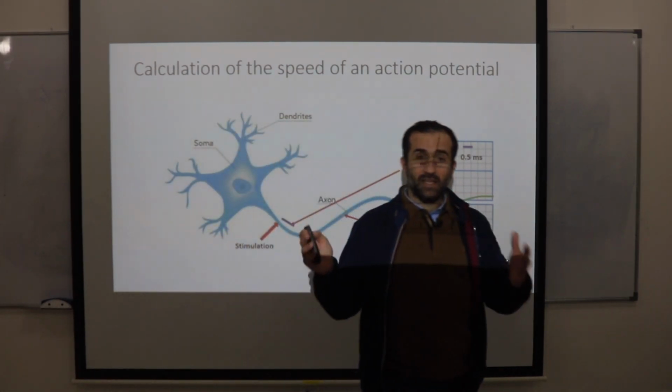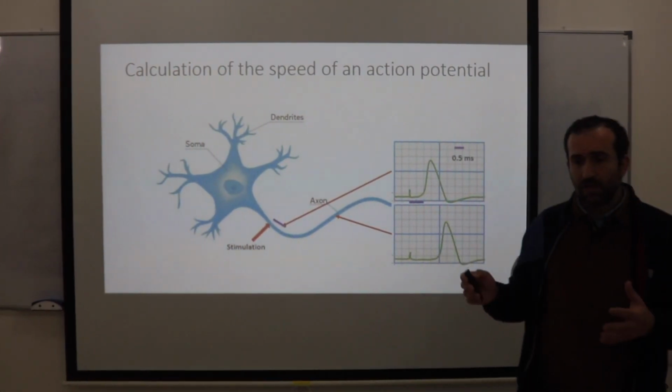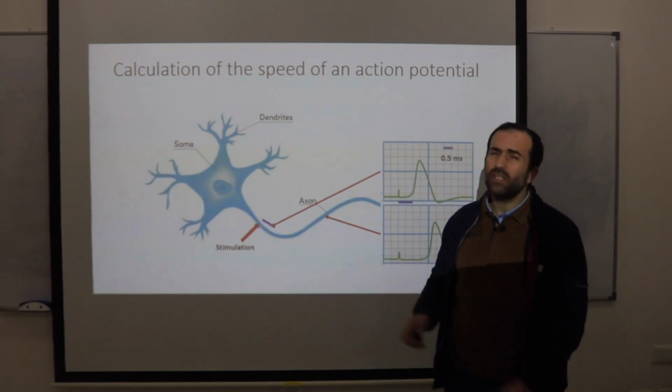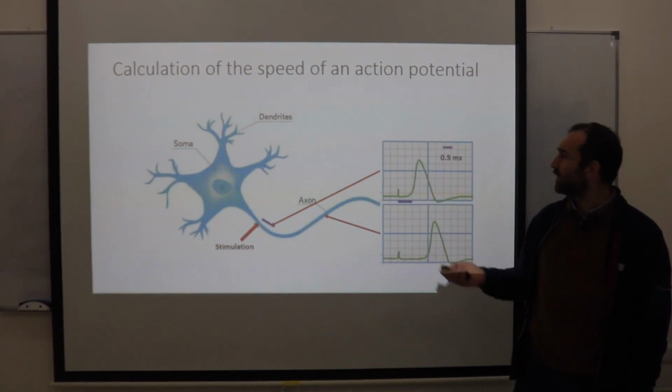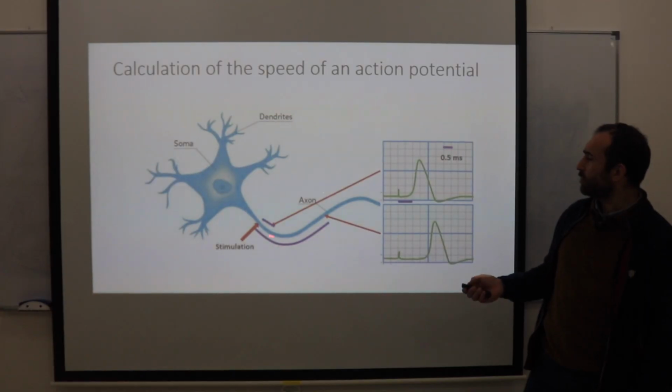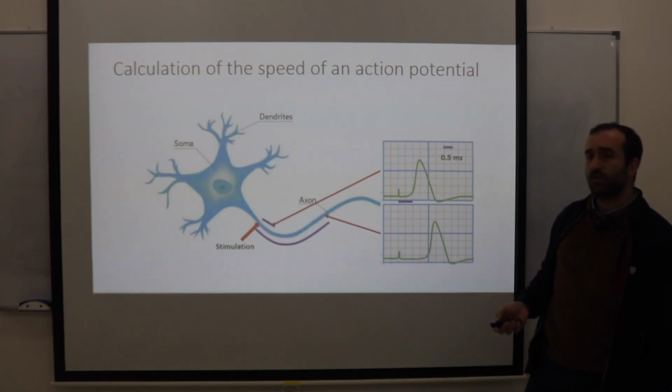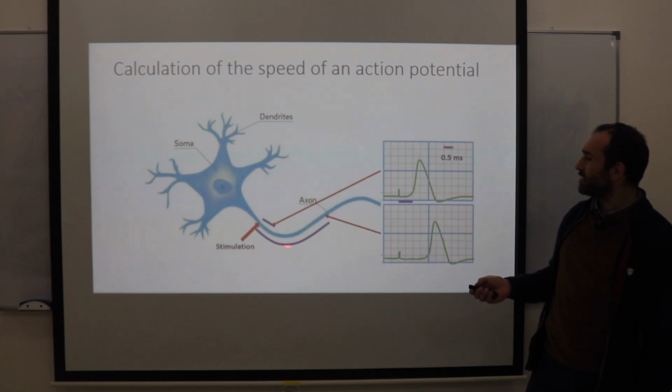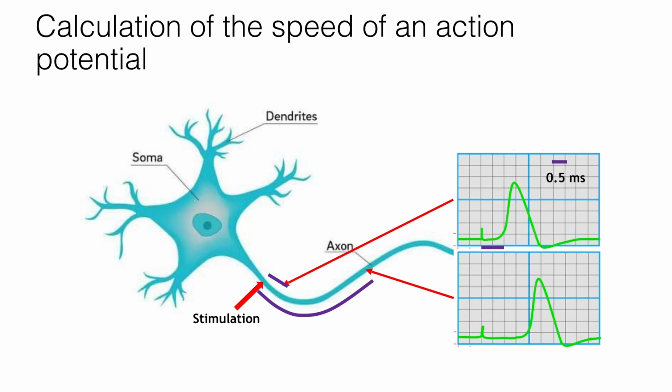If you have the distance and the time, what can you calculate? You can calculate the speed. Another oscilloscope allows us to calculate also the same speed. This is the distance that the action potential passes in it, and this is the time needed. If you have the distance and the time, you can also calculate the speed.